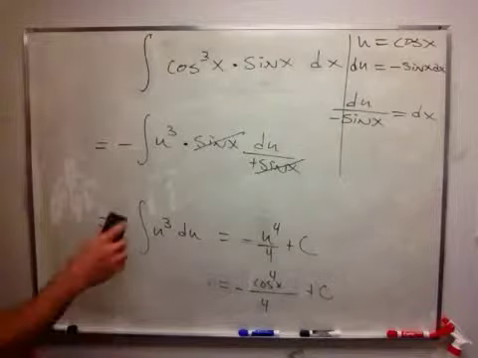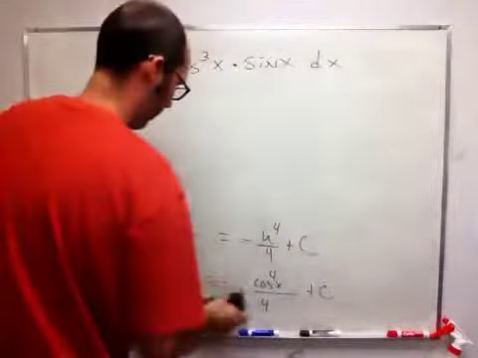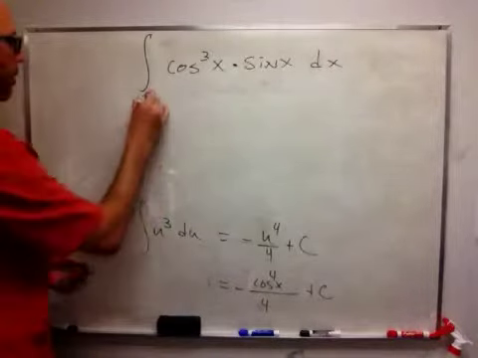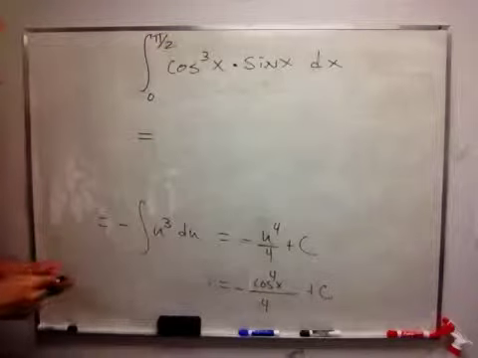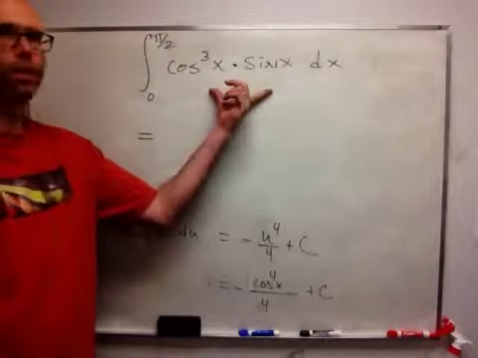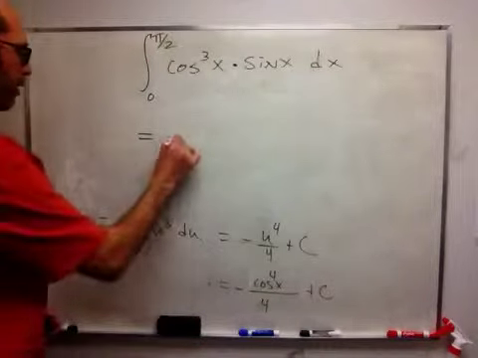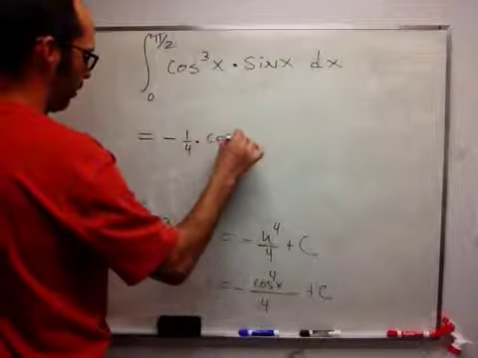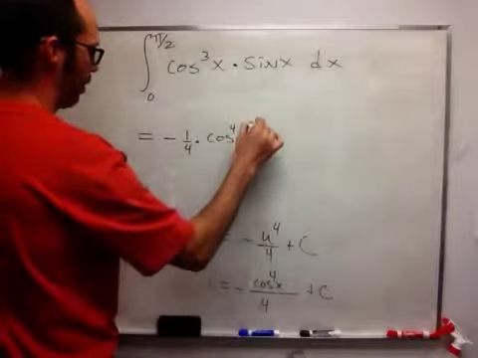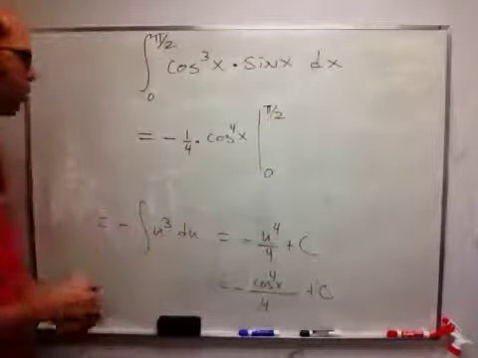Okay. Let's see, our limits I think were 0 and pi over 2. We just found the antiderivative of this expression to be this guy here. So we have negative 1/4 cosine to the fourth x, evaluated from 0 to pi over 2.